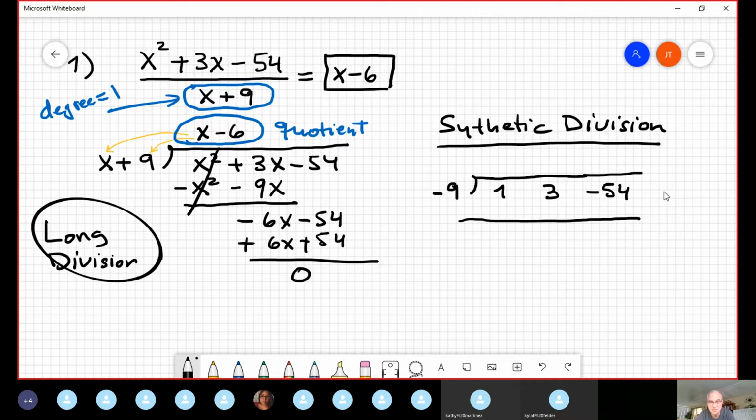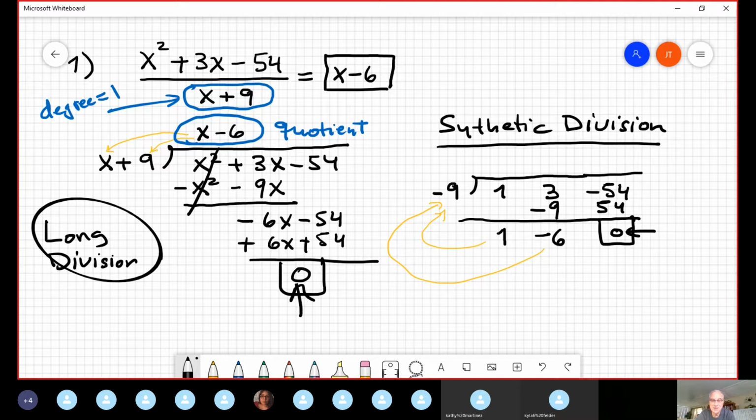Bring down 1 directly. No operation. Bring down the first number. Multiplication, 1 times -9, is -9. No? Combine that term here, it is -6. Multiplication again, this and this, is 54. Positive 54, no? Because negative is positive. And the remainder is 0. This 0 is exactly the same as this 0.